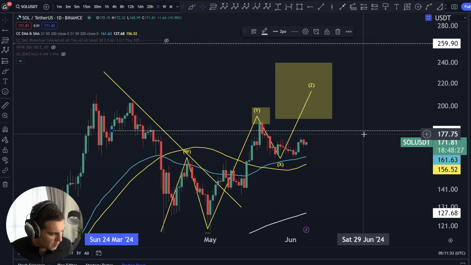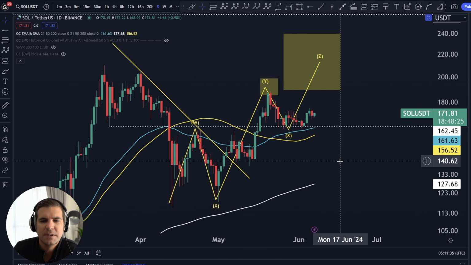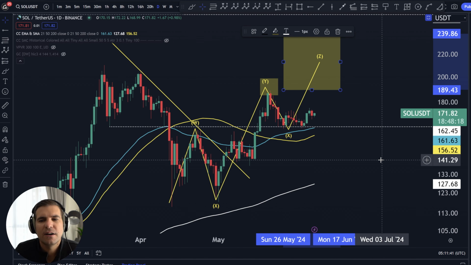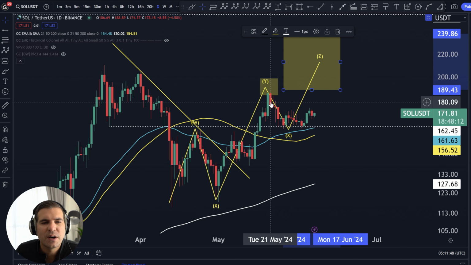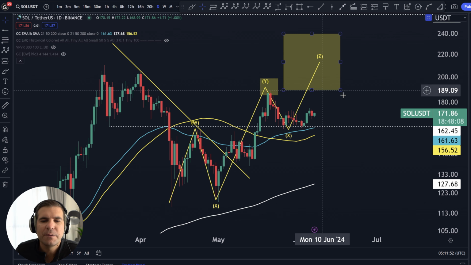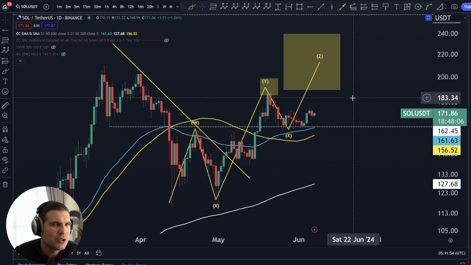Okay, now that Z-wave in itself can be many different types of patterns, but the minimum expectation is actually going to be up here at $189, which puts us pretty much in line with where we were previously, where we saw a swing high of around 188.89. That would mean a double top bearish situation under completing the minimum expectations of the Z wave.